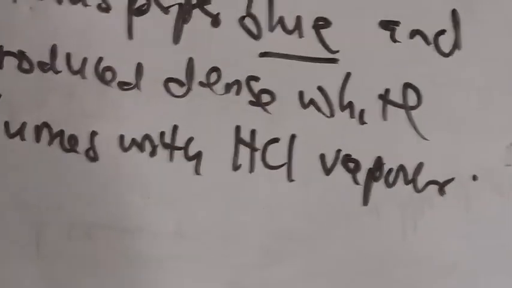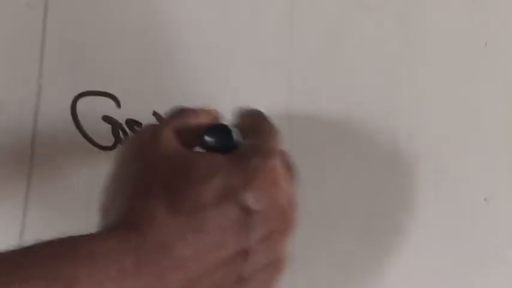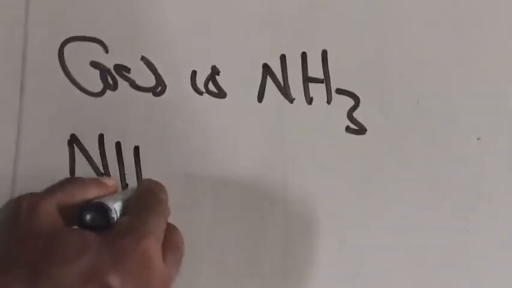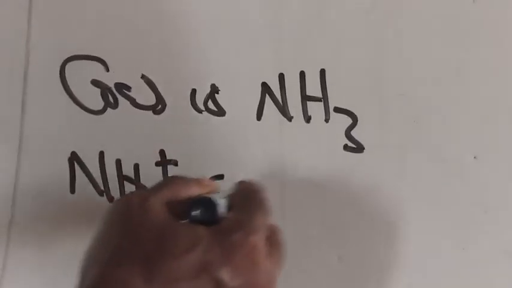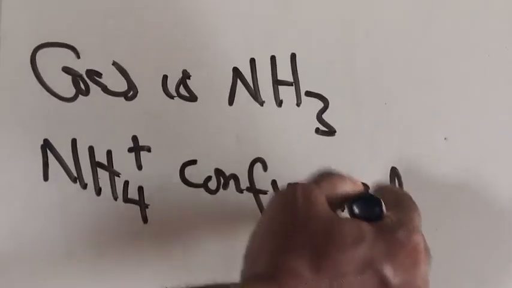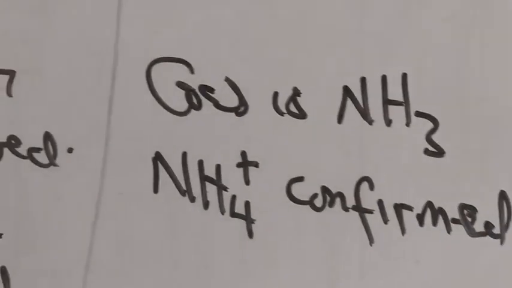So under the inference section, we now write gas is NH3, ammonia. Then under it write NH4+ ammonium ion confirmed. So take a second to go through this work before we go to the next question.